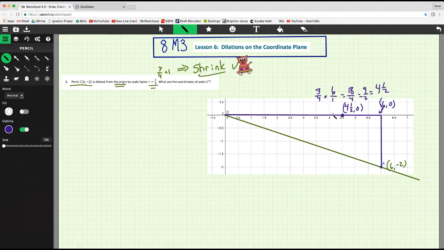Now, we're not interested in exactly what this point is. We want to know what this point is. So let's go back and label our points. So if this is A, we're going to call this point B. This is B prime, and this is A prime. So A prime must have an x coordinate of 4.5. What's the y coordinate? We don't know yet. So let's do that one now.